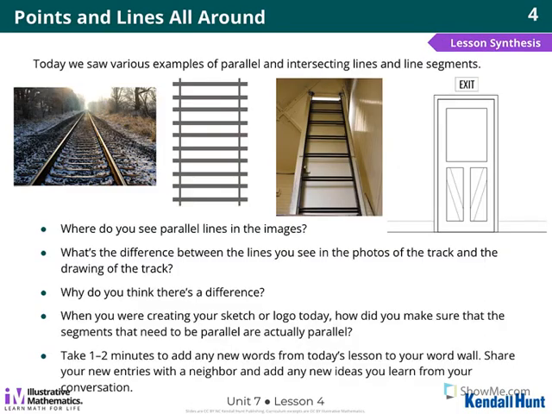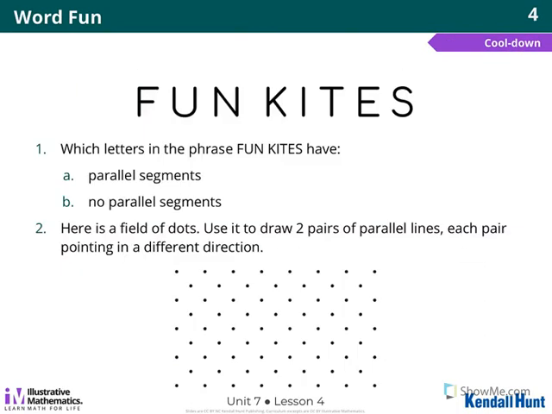So let's see. We are going to move on to, my goodness, our cool down. So you are going to look at the letters fun kites. You are going to write down which letters have parallel segments and which ones have no parallel segments. Then, in this field of dots, you are going to use it to draw 2 pairs of parallel lines, and each pair is pointing in a different direction. Okay? No colored pencils, you're just using your pencil.